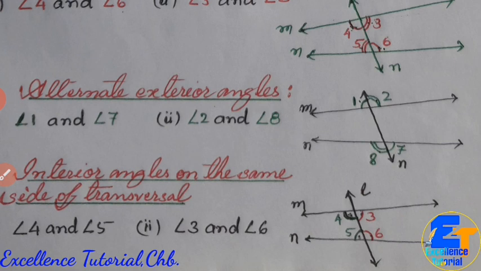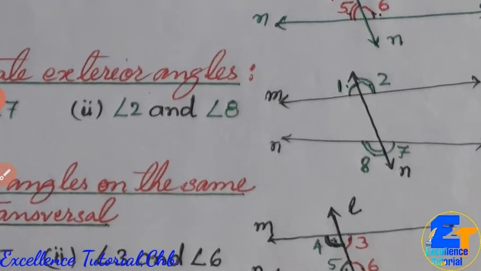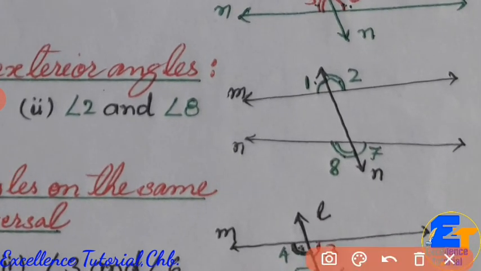Now next, alternate exterior angles. Just like alternate interior angles, alternate interior angles always lie within the given two straight lines, but alternate exterior angles always lie outside of the given two straight lines and, just like the previous one, on either side of the transversal. So you can see in this figure which pair of angles will be alternate exterior angles. This is our related figure.